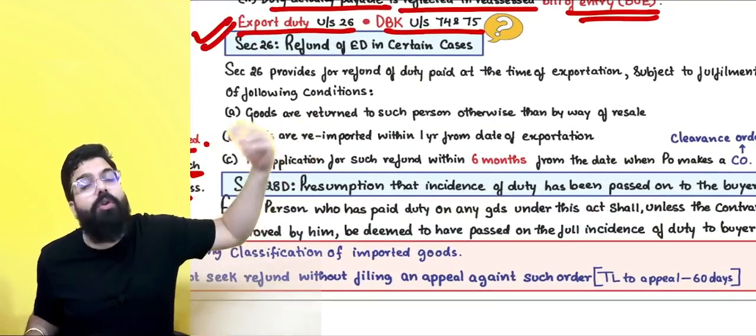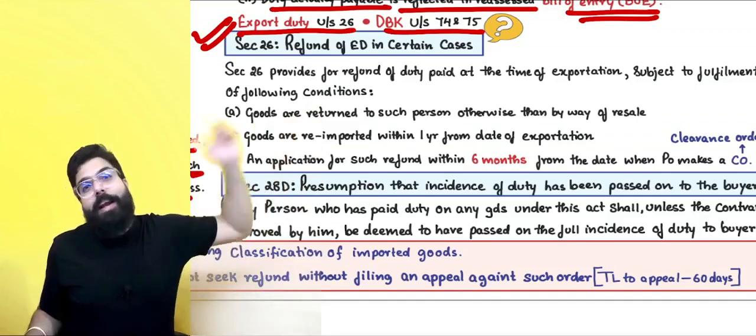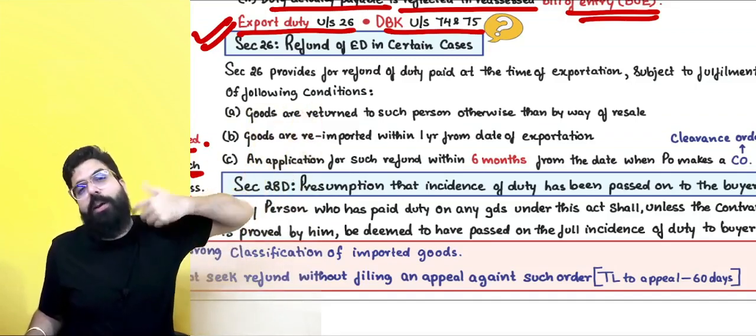Next, section number 26 goes ahead and talks about refund of export duty. You exported the goods, you paid the export duty. Now goods have come back returned. Sir, when you exported, you paid export duty. When goods have come back, your duty will also be returned.